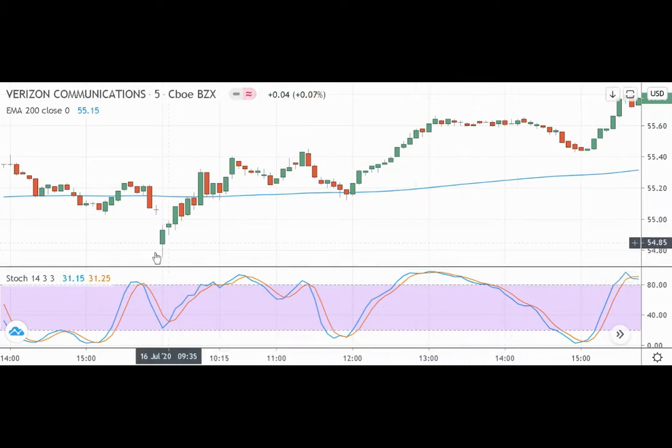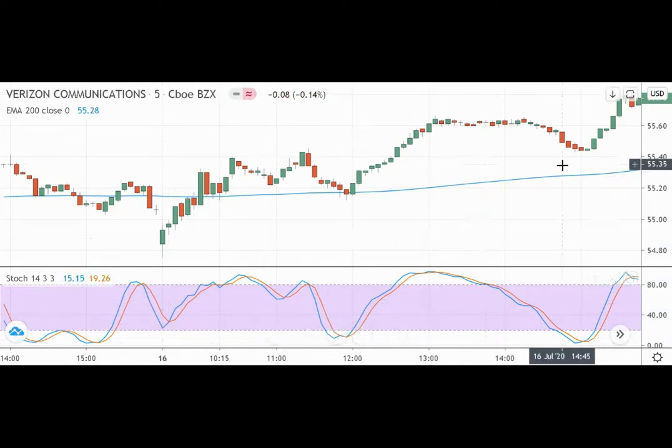Just a quick review, you're going to see two lines on the stochastics. You've got the more jagged line, the blue line, which is the fast stochastic line. But today I'll be paying attention to the orange line, which is smoother, and that is the slow stochastic. We're mostly paying attention to that one because it's less jerky, less jagged, smoother. It's also a little bit less reactive, which I like. I don't want something that's going to react maybe too quickly.